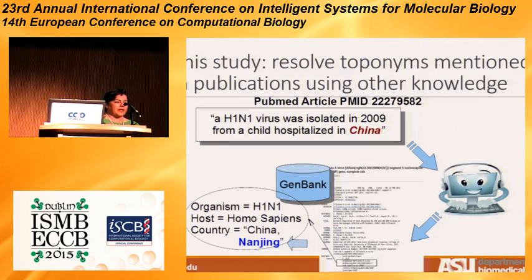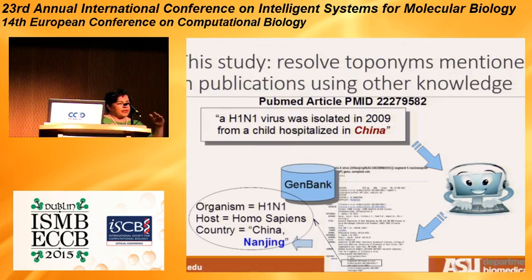So the study that we're presenting here is to resolve toponyms mentioned in publications using other knowledge. There are two points of view to this problem. One, of course, starts with GenBank. If you have a specific record or a set of records that you're interested in, you want to get the specific location for those records, and for that, you go and enrich with the literature. The point of view of this paper, however, is the other one. When you have a paper, there are geographic locations in there, and you need to disambiguate them. It's separate work. You might think that it's the same, but really it's not.